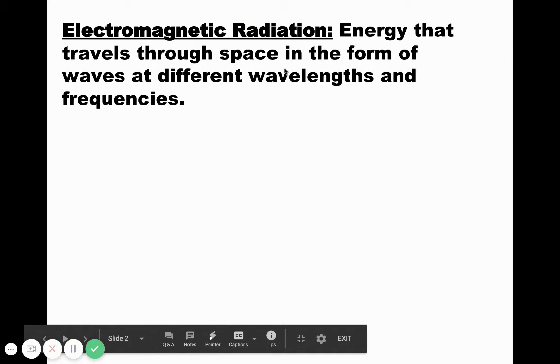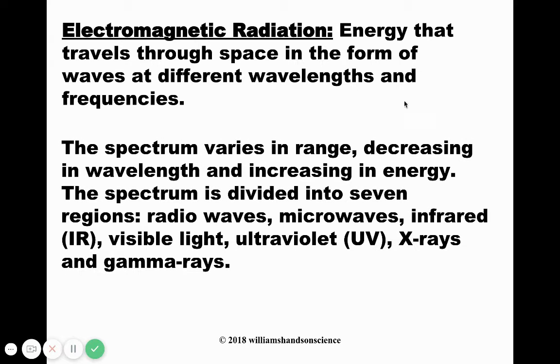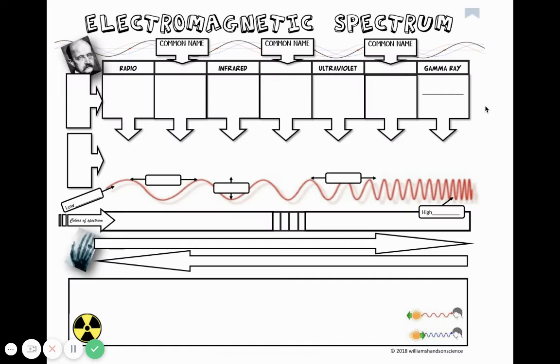So electromagnetic radiation is energy that travels through space in the form of waves. Remember, waves transport energy at different wavelengths and frequencies. So this does not need matter to move through. The spectrum varies in range, decreasing in wavelength and increasing in energy. So shorter wavelengths have more energy, longer wavelengths have less energy. The spectrum is divided into seven regions: radio waves, microwaves, infrared, visible light, ultraviolet, X-rays, and gamma rays.